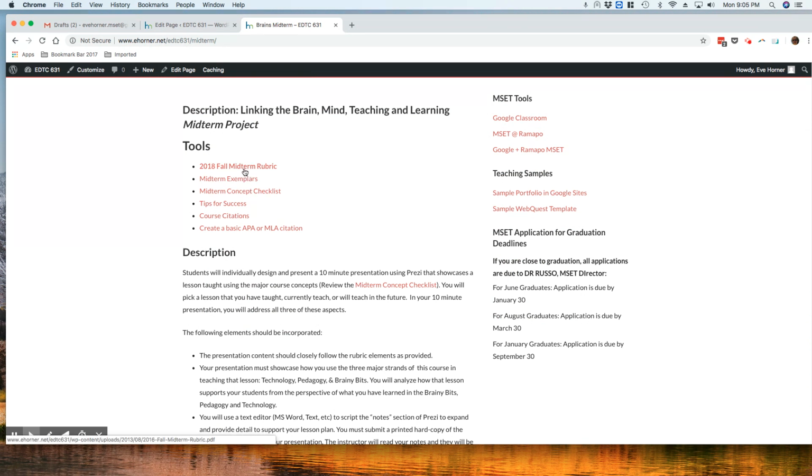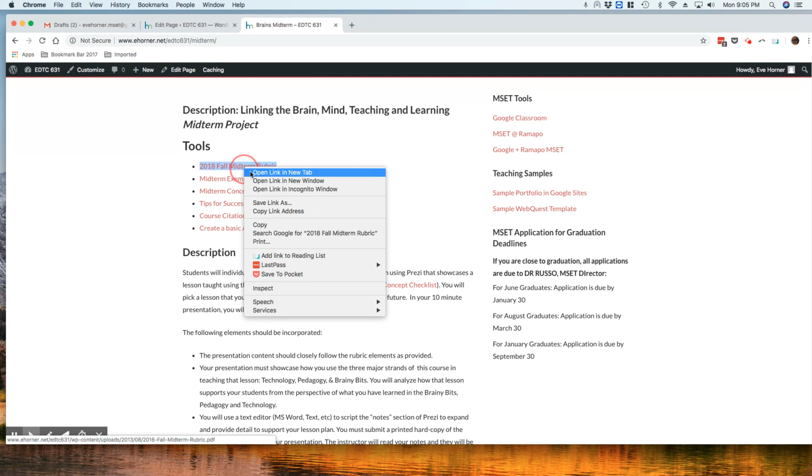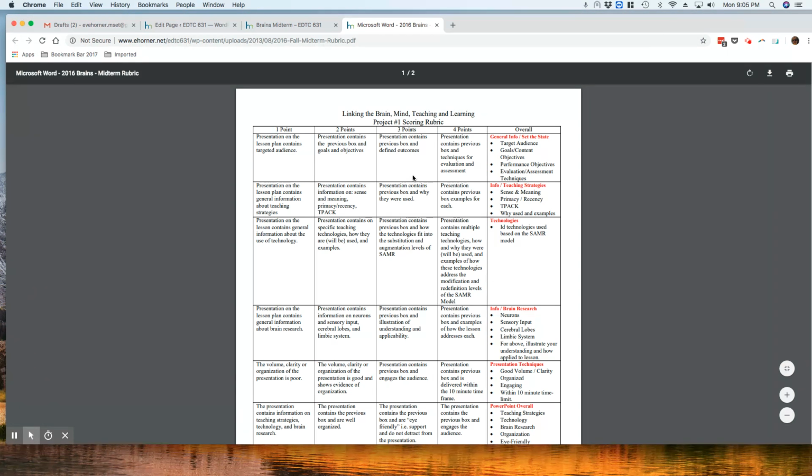Now, in this particular case, we are looking at the fall 2018 midterm rubric. I'm going to open this in a new tab, and particularly for our students who are not traditional educators, your rubric is very important to the success of your midterm. The way the rubric sets up, across the top in this particular case, you have a variety of different strands. This first one represents a single strand, which is the general information setting the state. Your objective is to get all the way up to 4 points in this particular strand.